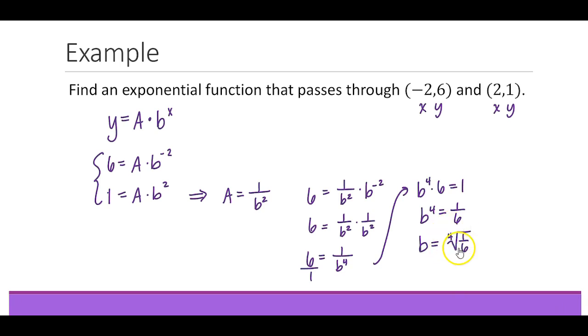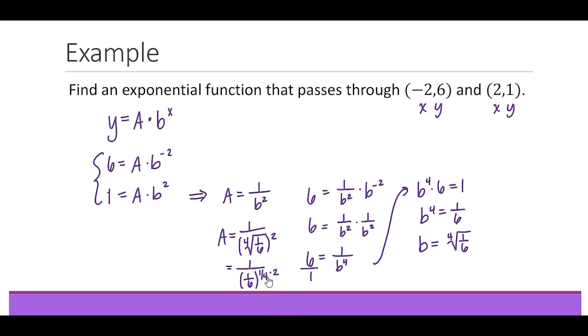Then we take that value and substitute it into any one of the original equations that had A and B, or any version that has A and B, and solve for A. So I have A was equal to 1 over B squared. So let's substitute in B. I have A is 1 over the fourth root of 1/6 squared. Well, that's 1 over 1/6 to the 1/4, and then times 2 in the exponent there. So 1/4 times 2, that's 1/2.